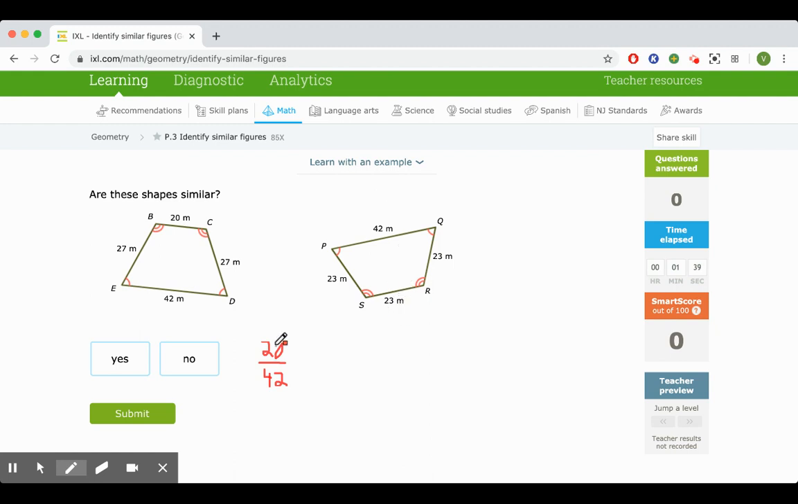So shorter side, longer side of the parallel sides. And the shorter of the parallel sides here is 23, and the longer of the parallel sides is 42. Okay, now if you look, these ratios are not the same. 20 to 42, 23 to 42. Okay, so these don't have both properties, so it's a no.